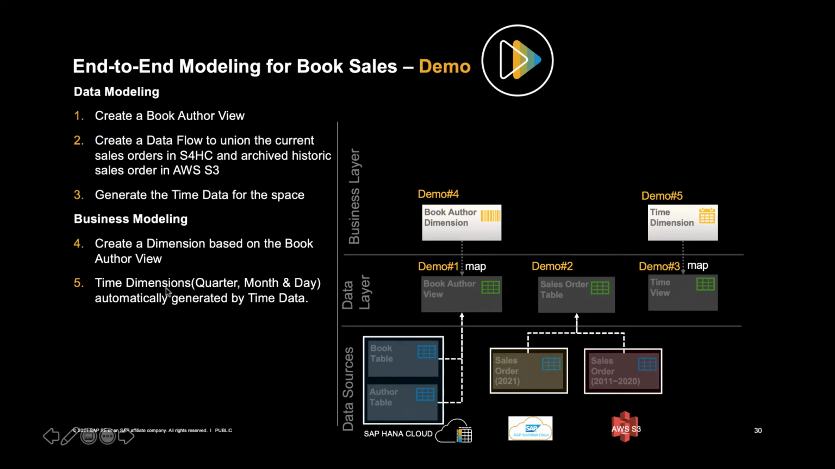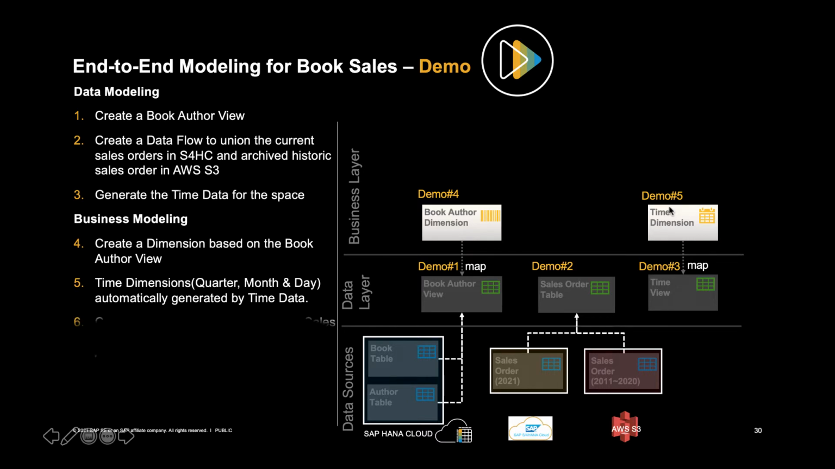For demo number 5, about the time dimension (quarter, month, day, year), it is already automatically created when we did the demo to generate the time data in demo 3. Therefore, we'll skip demo number 5.